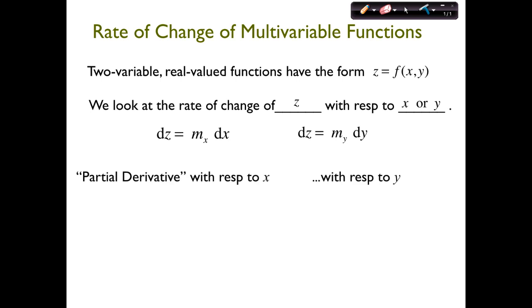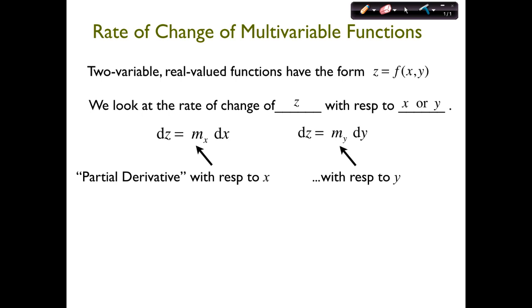Okay. So before, you just had the derivative. Well, now there's more than one independent variable, so these are partial derivatives. That first one, mx, is the partial derivative with respect to x, and my is the partial derivative with respect to y. So with a two-variable real-valued function, you have two derivatives, one with respect to x, one with respect to y. Each one has the meaning that we looked at on the last slide about distance and time.